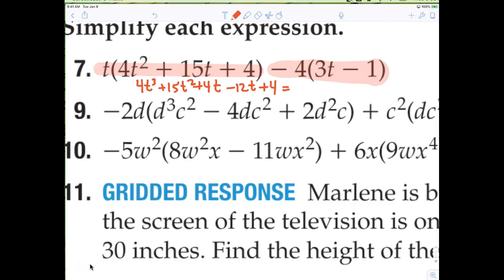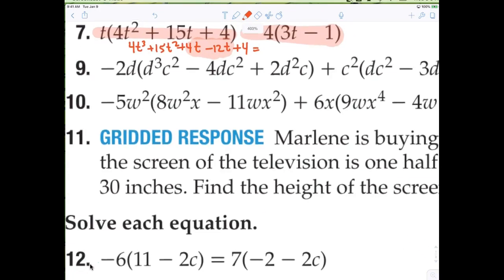The only thing you can combine, look up on the board, are these two. Everything else stays the same. You can only combine t's with t's, right? You can't put a cube and a square together. You can only combine terms that have the same exponents. Does anybody need me to repeat that? 4t cubed plus 15t squared minus 8t plus 4. Everybody good?